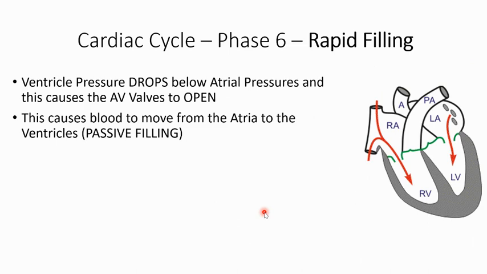Rapid filling. This is the next phase. So what we're doing is we're opening those AV valves again. No pressure, okay? This is passive filling. Blood that was in the right atrium.